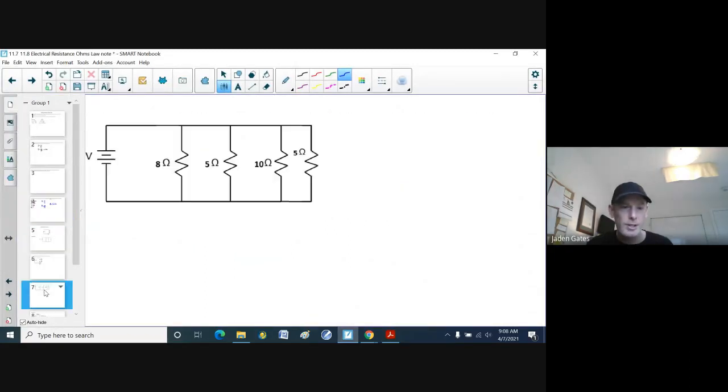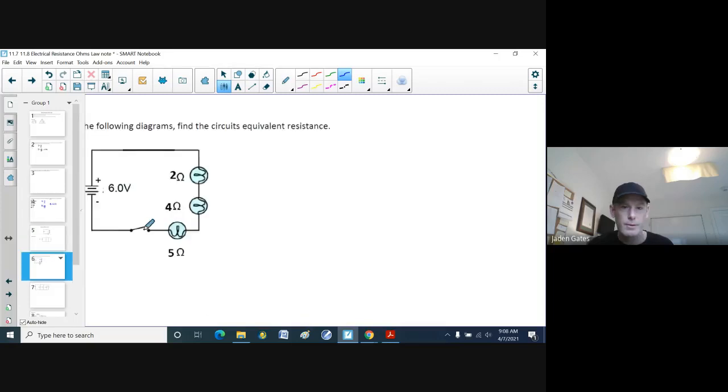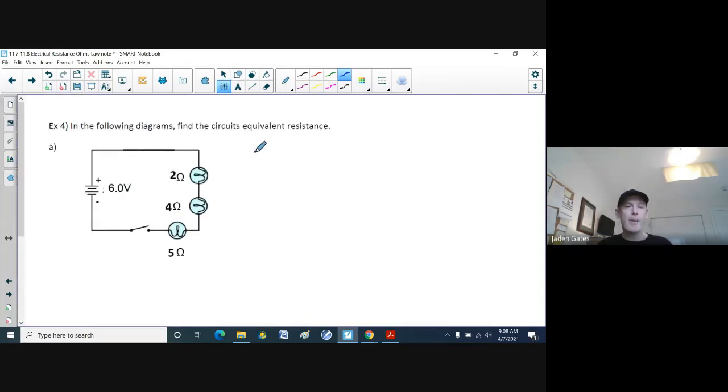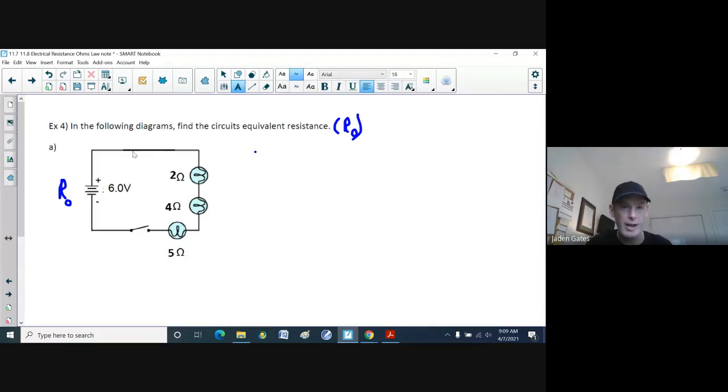So let's see here. There we go. All right, so example 4. In the following diagrams, find the circuit's equivalent resistance. What does that mean? That means we are finding R naught. All right, so we want to find the resistance of this circuit, the entire circuit. Well, this circuit, again, is the easy one. And I say that because, well, we just have a series circuit and we have three of them in there. And just like that formula we just went through, our R naught, well, it's just simply, we add them up.